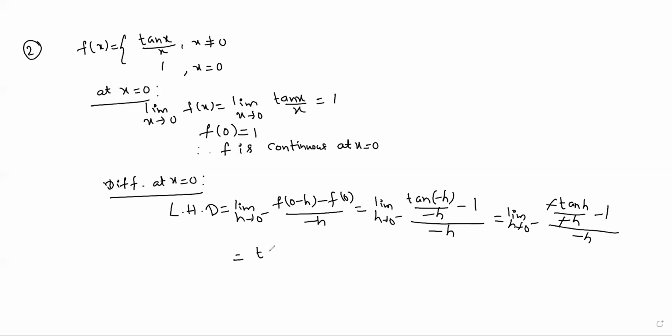From that, by taking LCM, what is the LCM? Tan h minus, taking LCM is h, by h into h, is h square. Now by directly substituting this, we are getting 0 by 0 form only. Now again you apply L'Hospital rule here.